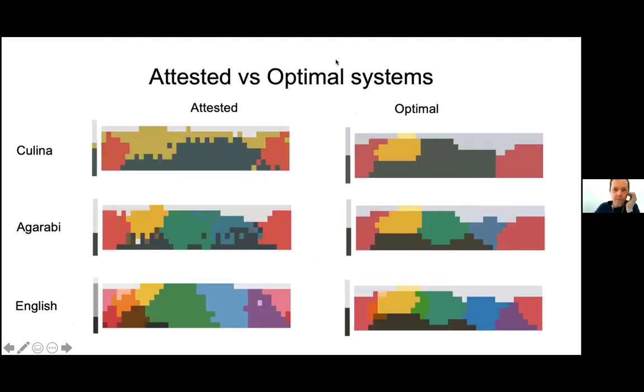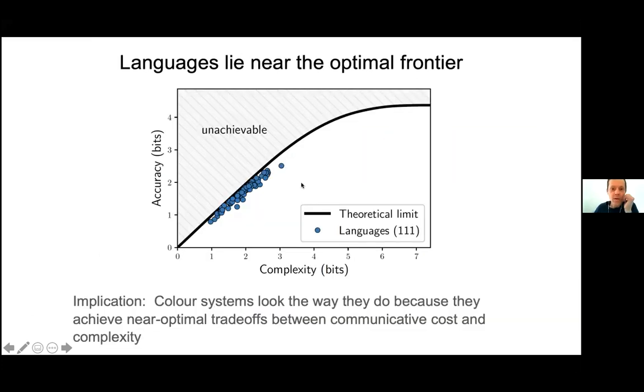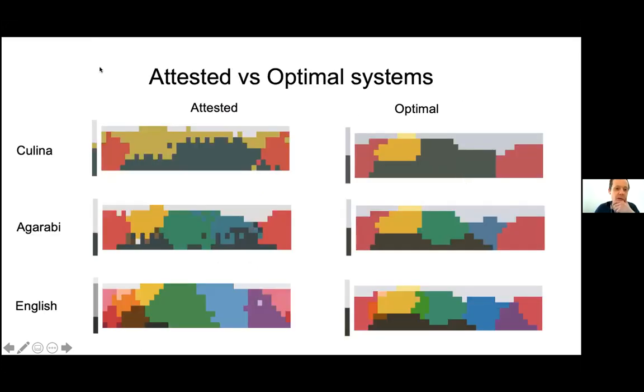Okay. So putting these dots on the plot and seeing that they're near the optimal frontier, that's somewhat interesting. But what's most striking to me is when you look at the actual optimal systems predicted by the theory and compare them to an attested system. So you see in many cases, the optimal systems look rather similar to an attested system.